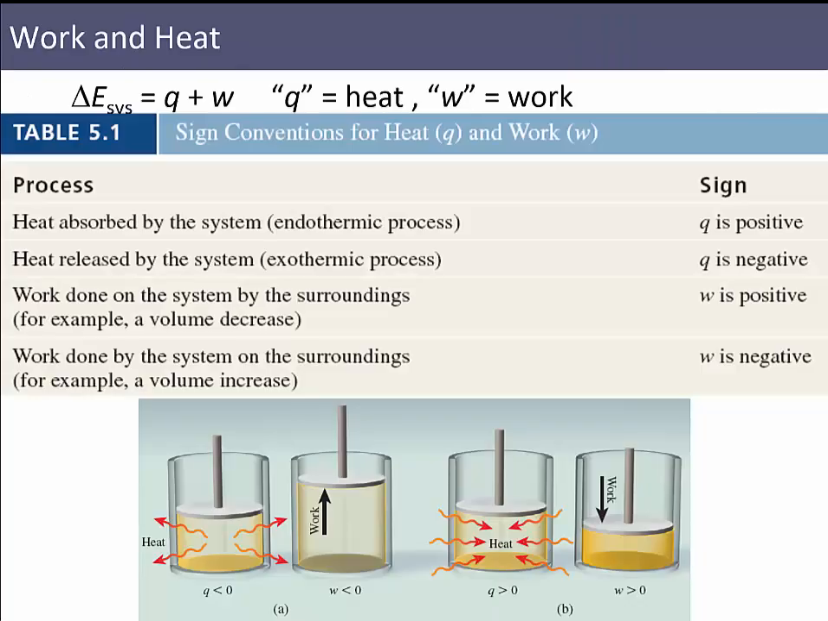So I have a handy little table here that kind of summarizes these guys. So if you've got heat absorbed by the system, it's an endothermic process, Q is positive. If heat is released by the system, it's an exothermic process, and Q is negative. Work done on the system by the surroundings, for example, a volume decrease, W is positive. Work done by the system on the surroundings, W is negative. Right, so this is using delta E is equal to Q plus W, where Q is the heat and W is the work.